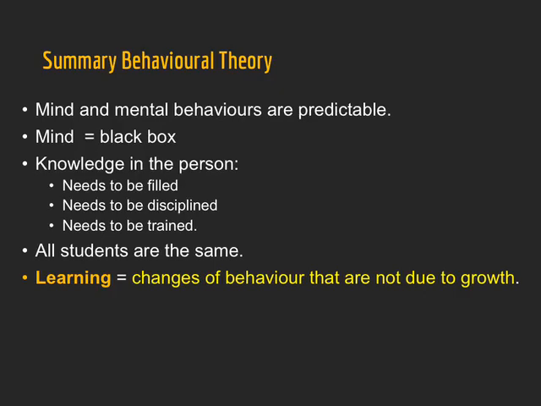So, as a summary for the behaviorism learning theory, the gist is that behaviorists believe that mind and mental behaviors are predictable. They treat mind as a black box. They believe that knowledge in the person needs to be filled, needs to be disciplined, and needs to be trained. They treat all students are the same, and they believe that learning happens when there are changes of behavior that are not due to growth or matured by age.